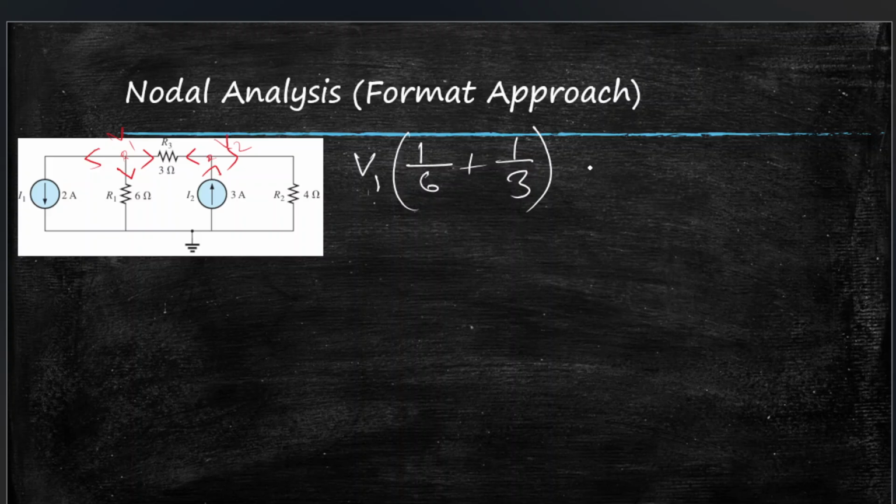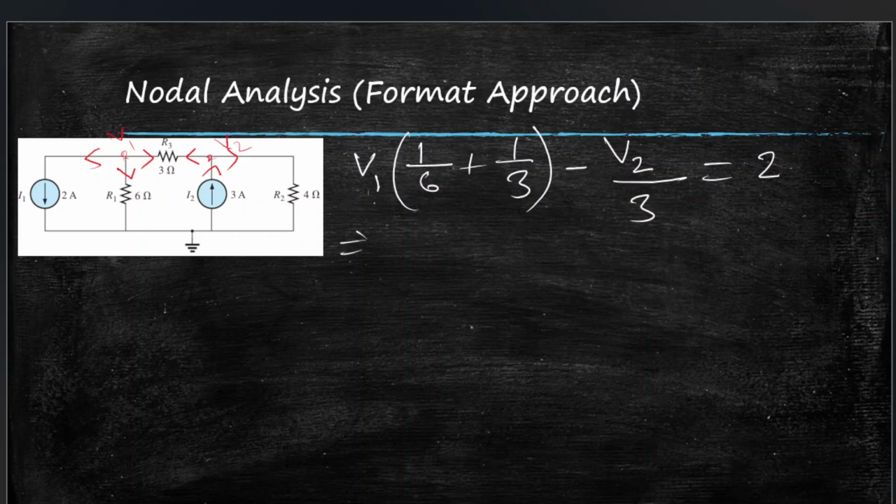Okay, and then minus, we put V2 and whatever resistor is in relation with V2, between V2 and V1. So we can just write it as 1 since there's only one resistor in relation. So V2 over R3, so there will be 3, equal to the sum of all the sources connected to V1, which is just I1, so 2 amperes, just 2. Okay, that's our first equation.